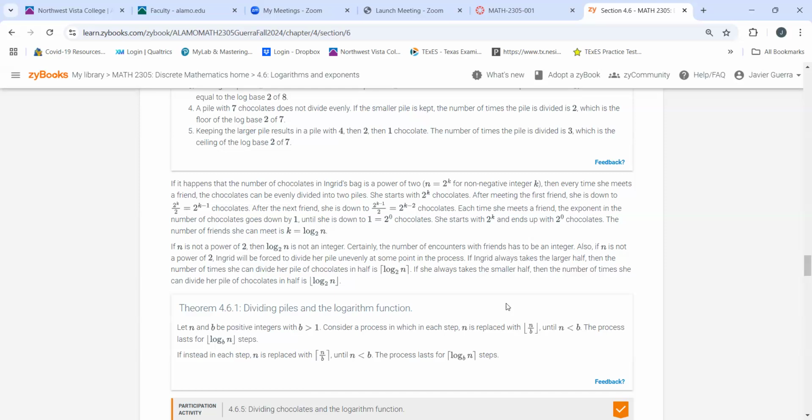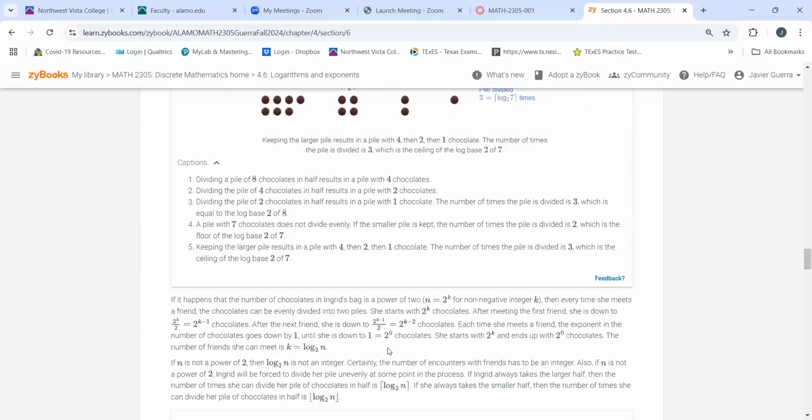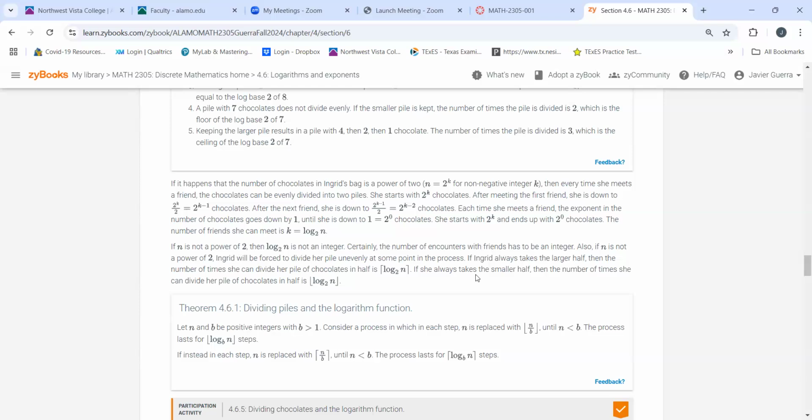Also, n is not a power of 2. Ingrid will be forced to divide her pile unevenly at some point in the process, right? Of course, she'll either keep the one with the most or give the one with the least. Either way. So if Ingrid always takes the larger half, then the number of times she can divide her pile of chocolates in half is log base 2 of n, and notice this is a ceiling. If she always takes the smaller half, then the number of times she can divide the pile of chocolates in half is also log base 2 of n, but it's now the floor.